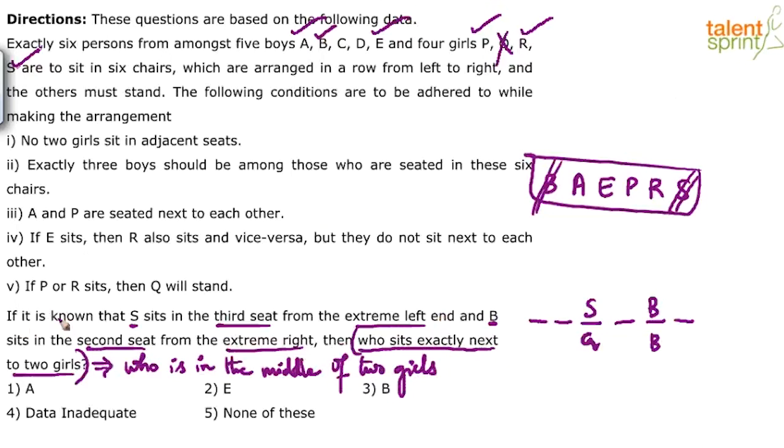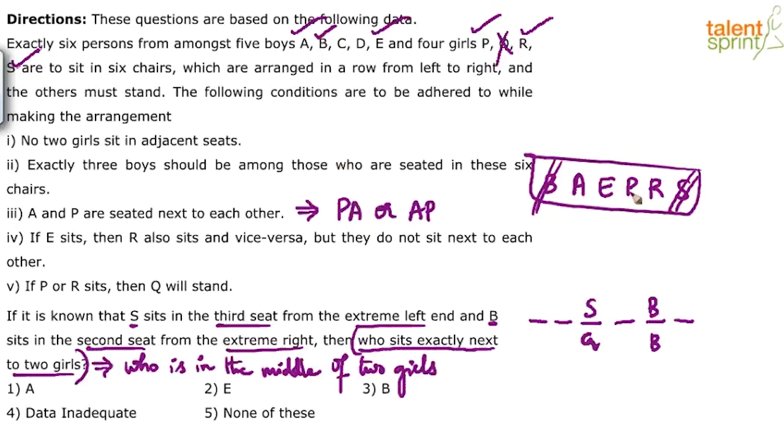You're able to follow. If it is known that S is in the third seat from the left and B is in the second seat from the right, who is in the middle of 2 girls? You can be next to 2 persons only when you are in the middle of them. Now, how do we do this? Some definite conditions that we know are that P and A have to be together, either PA or AP.